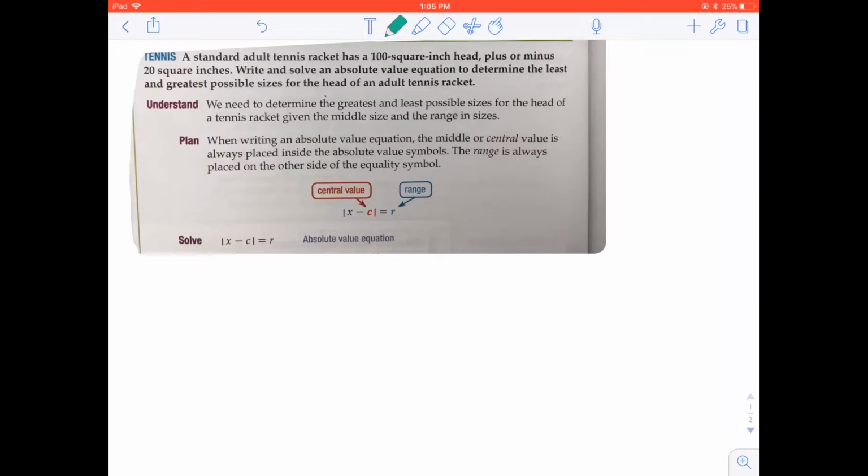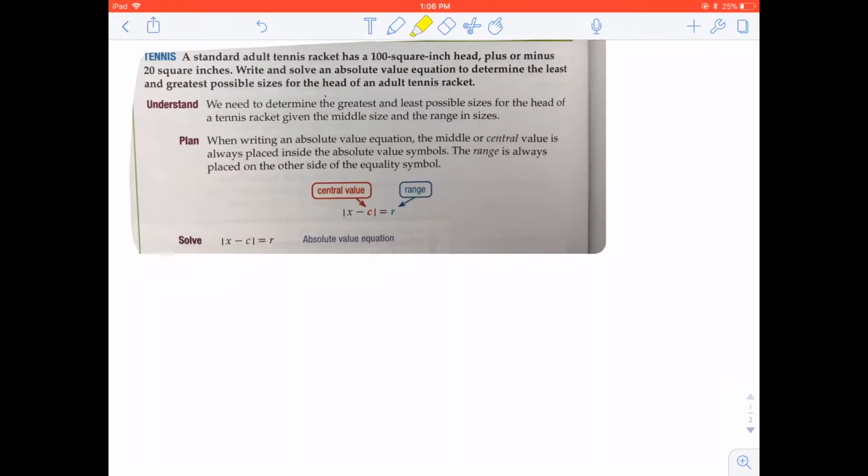It says a standard adult tennis racket has a 100 square inch head plus or minus 20 square inches. Write and solve an absolute value equation to determine the least and greatest possible sizes for the head of an adult tennis racket. Okay, so really we're first talking about how we need to understand this problem and we need to plan what we're going to do.